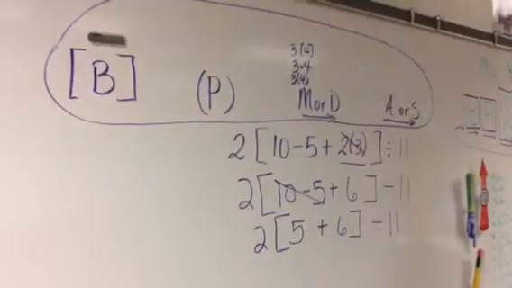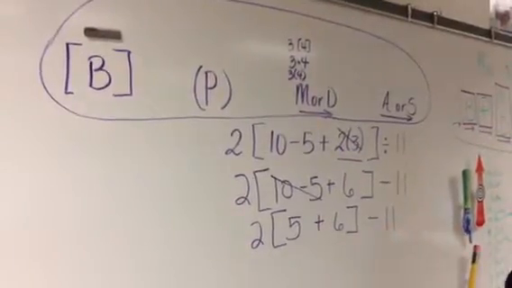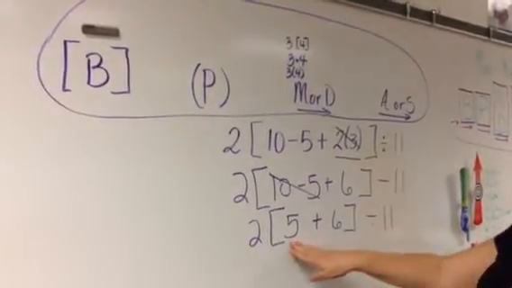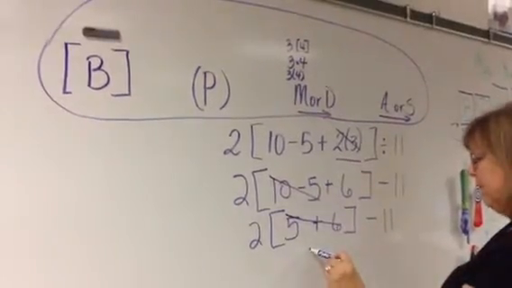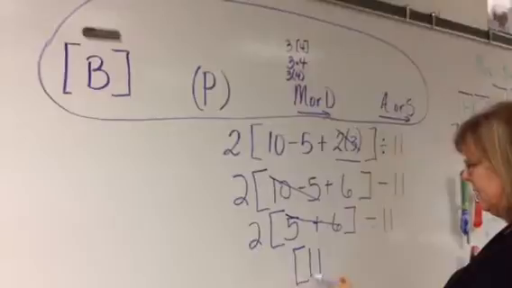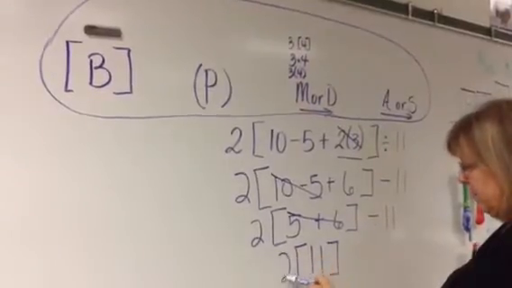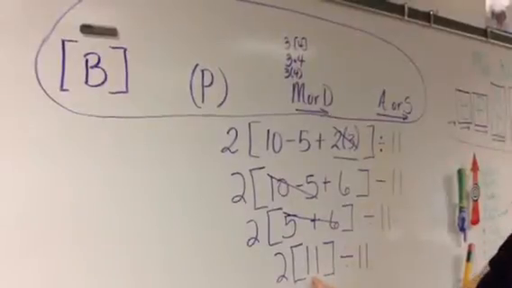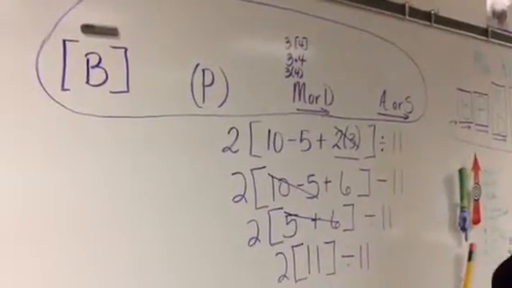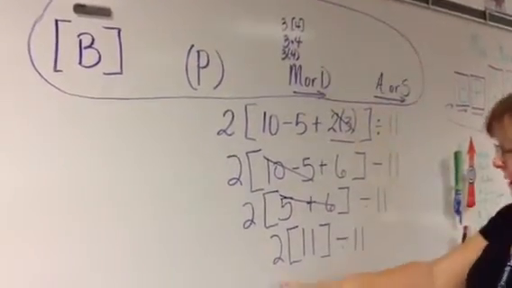Okay, so now here's my reduced equation. Now I'm going to go back to the bracket. Now I only have one thing to do, which is 5 plus 6, which is 11. I'm going to write this. Put my 2 there, my divide sign here. Okay, now I have no more math equations to do in the bracket. So I'm going to go back to the front.